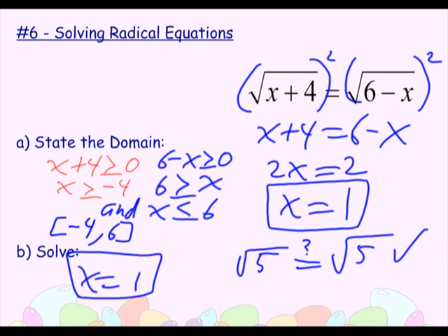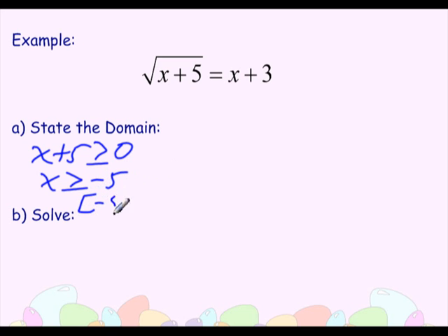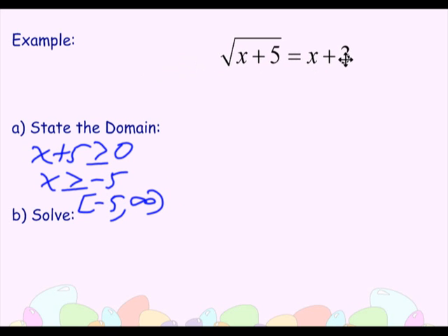Great, let's look at another one. Okay, so this one, again, the domain, anything that's going to keep what's under the radical non-negative. So I'm just going to do x plus 5 greater than or equal to 0. So x must be greater than or equal to negative 5. So my domain is all real numbers from negative 5 to forever. So we write it in interval notation like that.